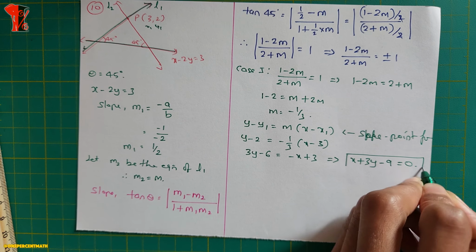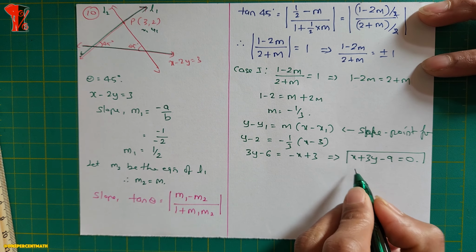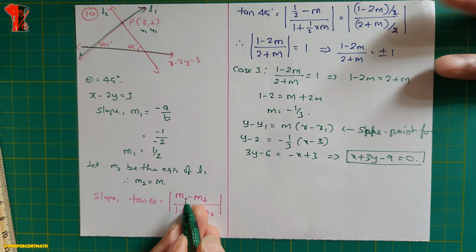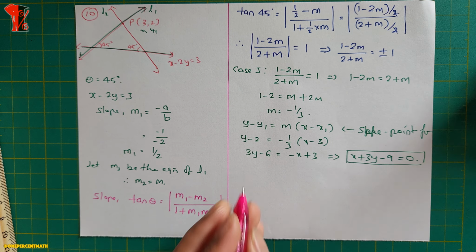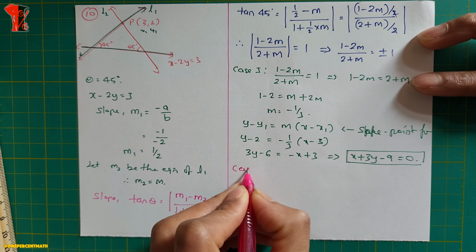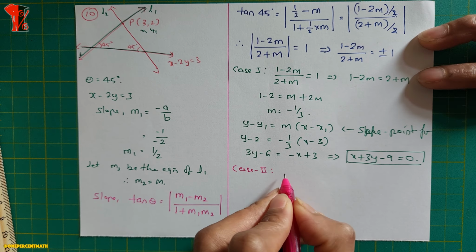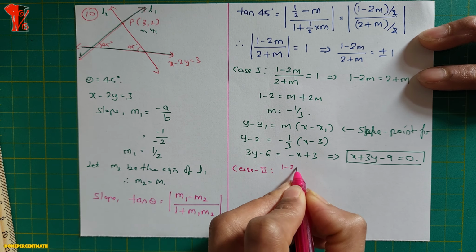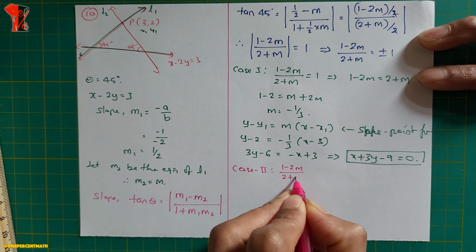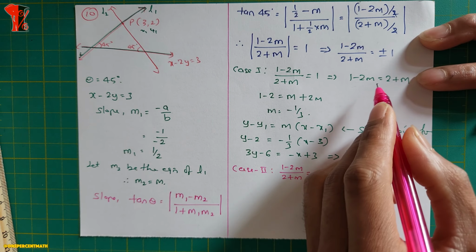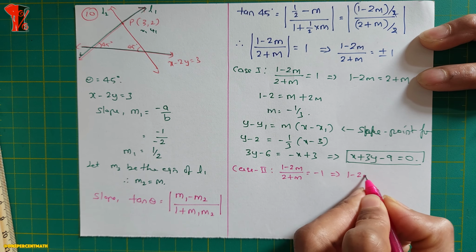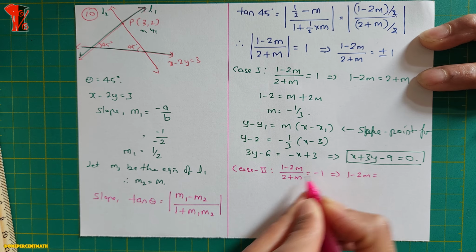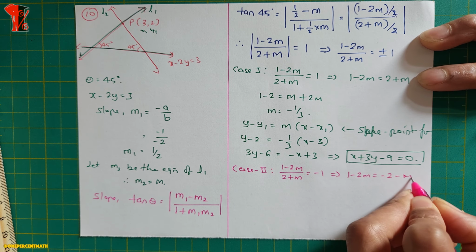Okay, it is one of the equations. So now we need to find the next equation, correct? That's our case 2. In case 2, let us take (1 minus 2m) by (2 plus m) as minus 1. So minus 1 means what happens? It's 1 minus 2m is equal to minus 1 into this, which will give you minus 2 minus m.